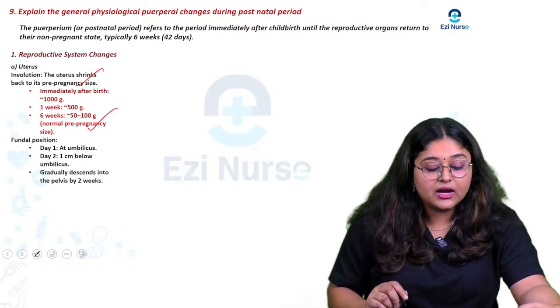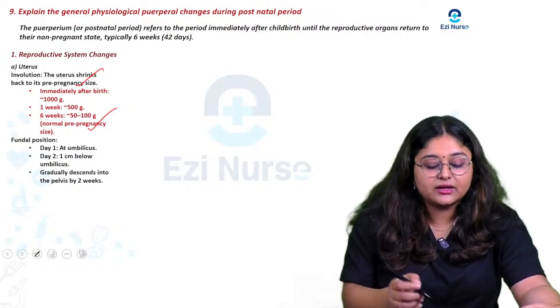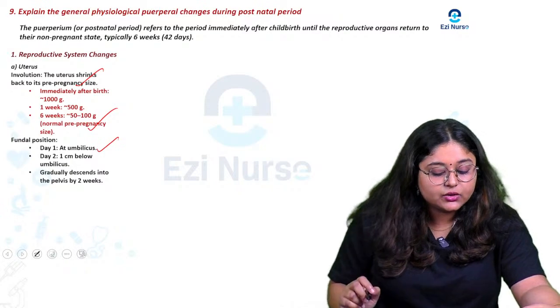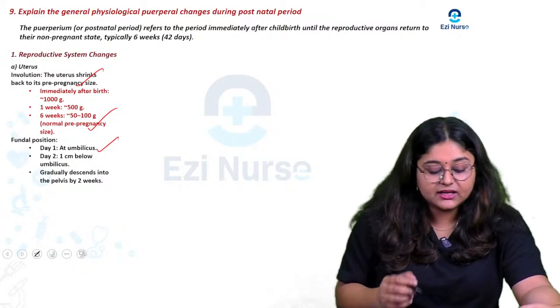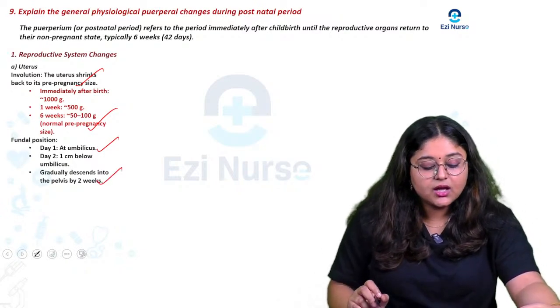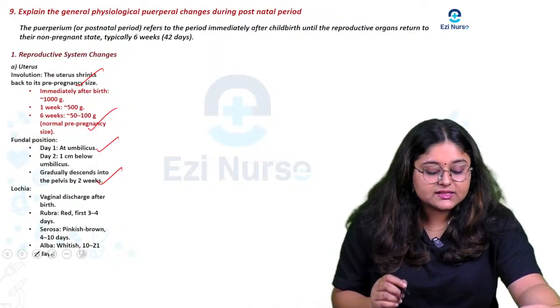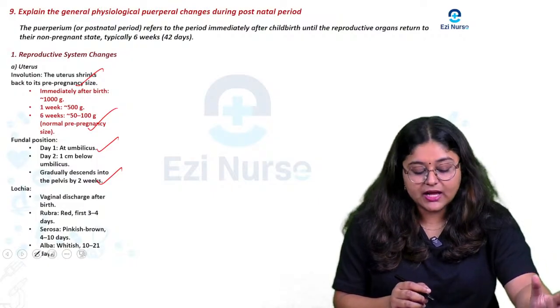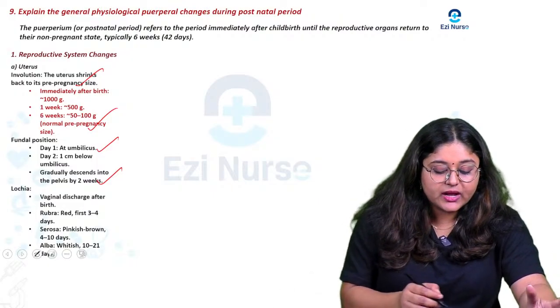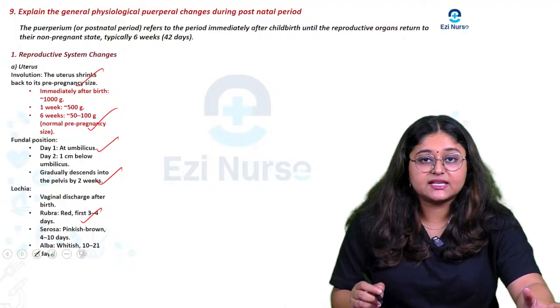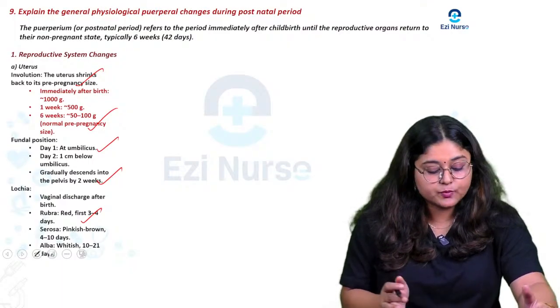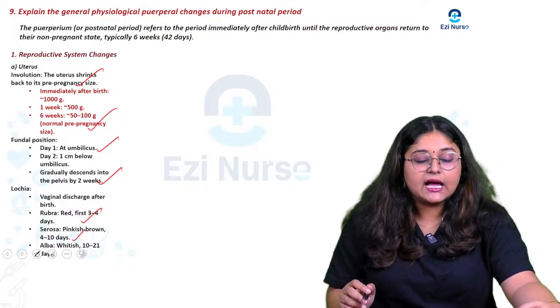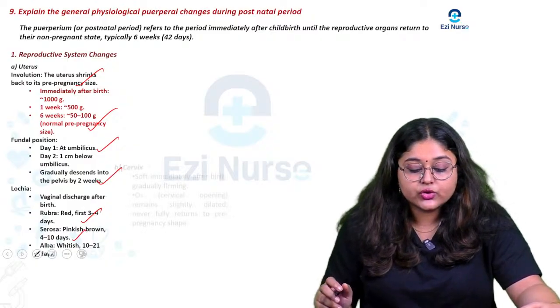Now come to the fundal position. On day 1 you can see the fundus level at the umbilicus. On day 2 it is 1 centimeter below the umbilicus, and gradually it descends into the pelvis by 2 weeks. So what is the lochia? Vaginal discharge, of which there are 3 types: rubra, serosa and alba. Rubra is red, seen in the first 3 to 4 days; lochia serosa is pinkish brown, seen from 4 to 10 days; and alba is whitish, seen from 10 to 21 days.